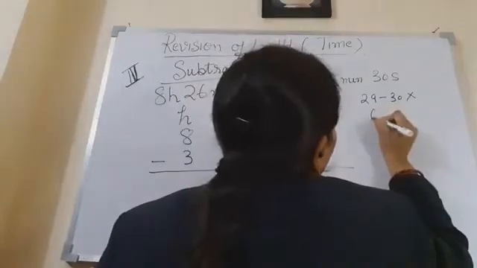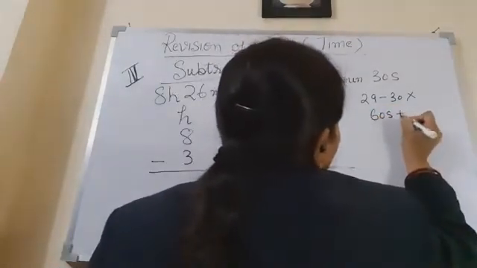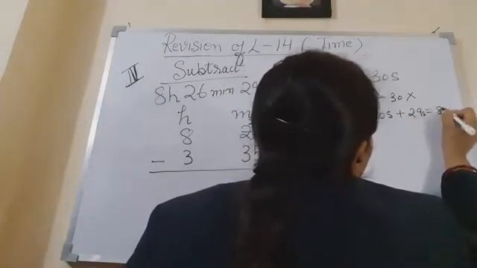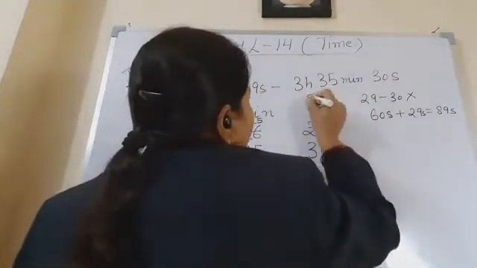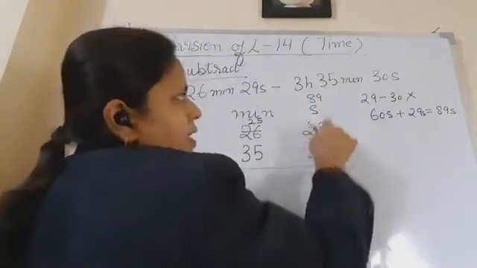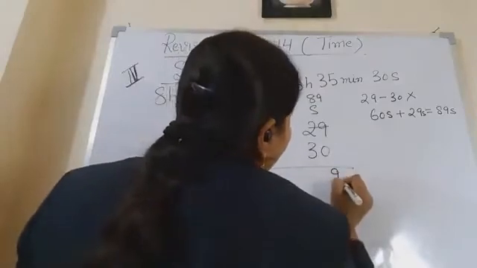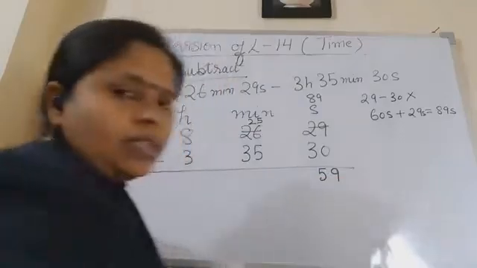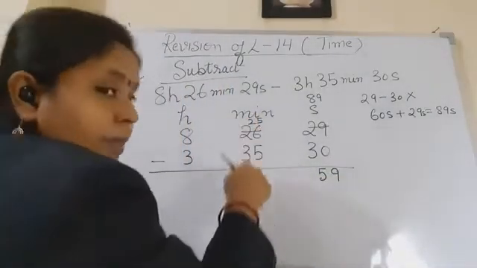So now how many seconds do we have in the seconds column? 60 seconds plus 29 seconds, that is 89 seconds. So now we have 89 seconds. Okay, so now we will subtract 30 seconds from 89 seconds. So what do we get? We will get 59 seconds, right?